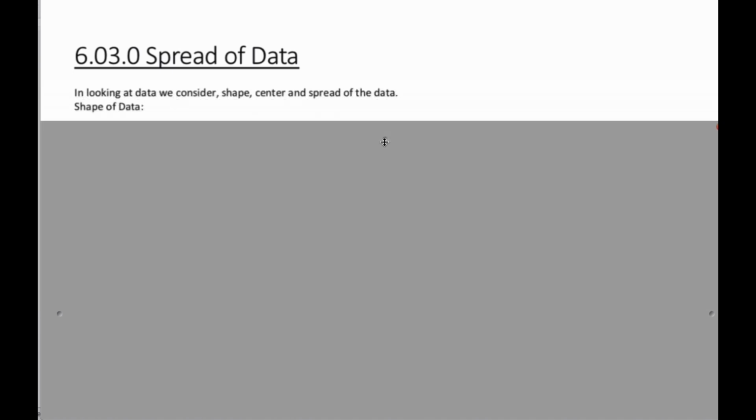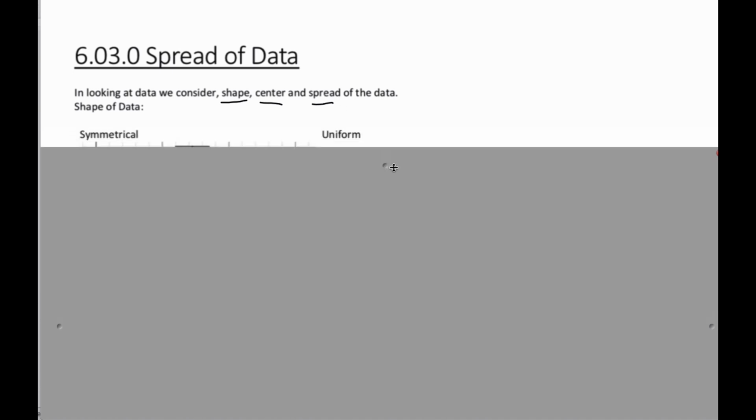Hello, it's Mr. Rops here, and today we are going to talk about the spread of data, amount of variability. But before we get into the heart of that, let's just take a look at just a few distributions in general. And when we are talking about describing distributions, we always want to talk about the shape, the center, and the spread. And today we're going to focus on the spread, but briefly we'll talk about the shape.